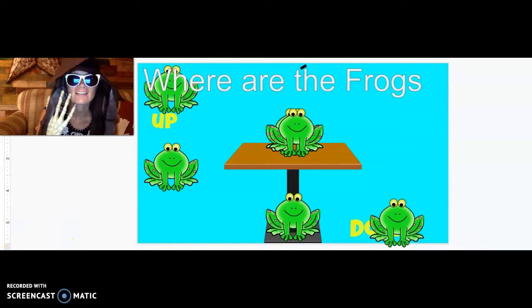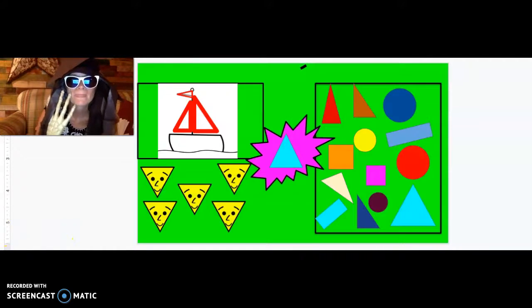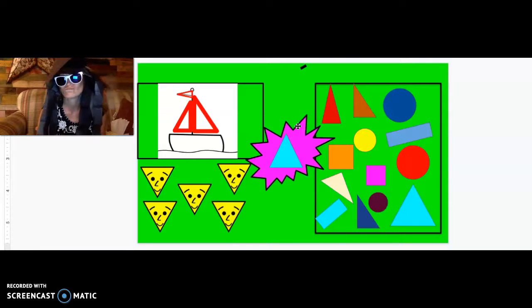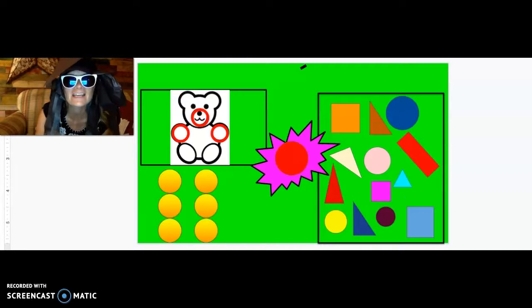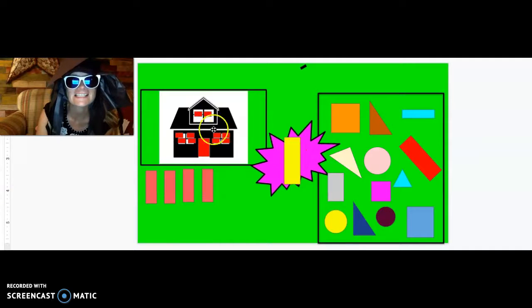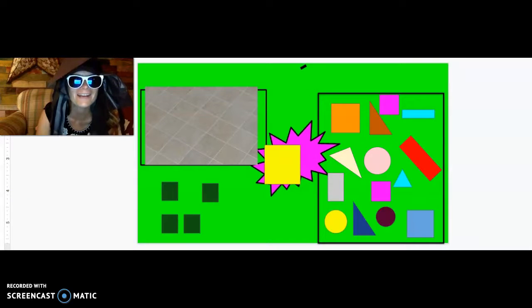So we have been talking, let's review our shapes. Triangle, good. Triangle has 3 sides. Nice, my friends. A triangle does have 3 sides. This is a circle. Make a circle. This is a rectangle. Good. Witches love rectangles. We love houses. This is a square. Good. Square has 4 sides. All the sides are the same length.